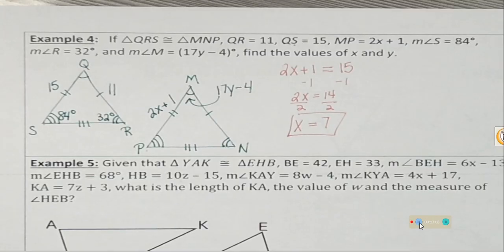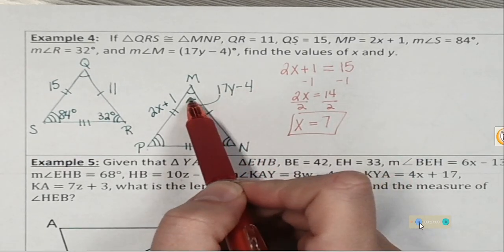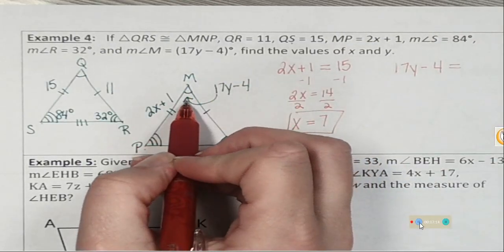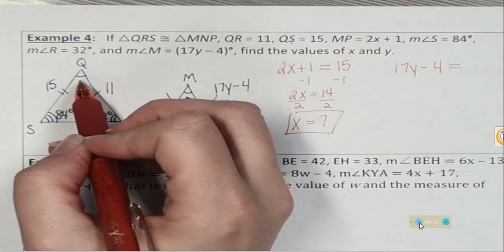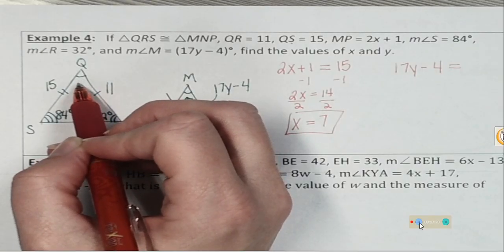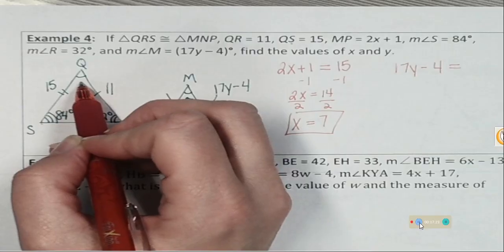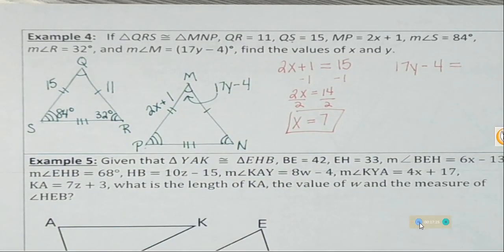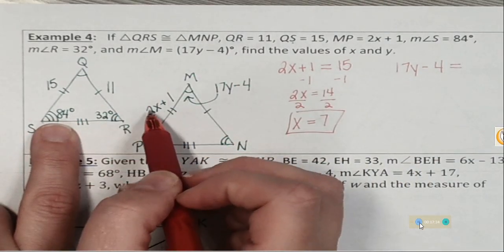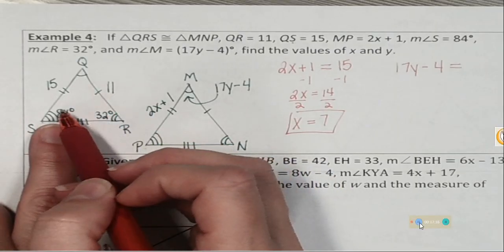All right, now I want to find my y. Y is in angle M. 17y minus 4, M equals Q. But you have a tiny problem right now. What is your tiny problem? You don't know Q. So 17y minus 4 equals I don't know what. Can you find Q for me? How would you find Q? No, this is going to be on the outside. Q's inside. There you go.